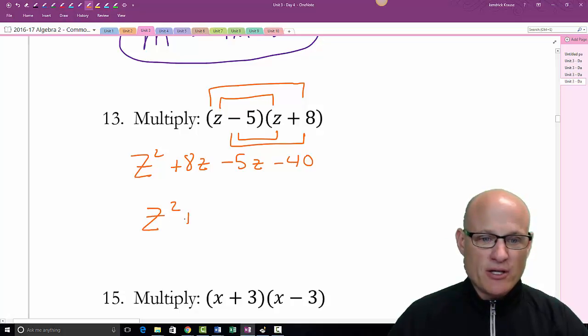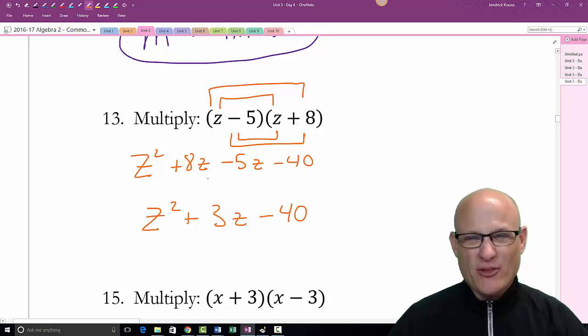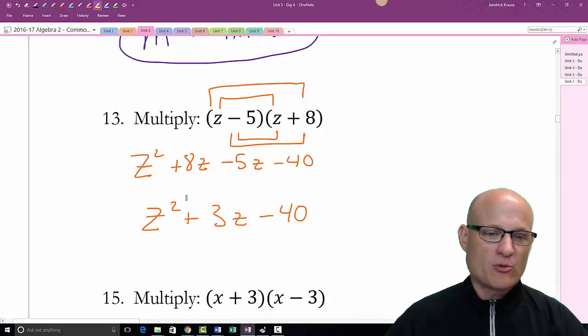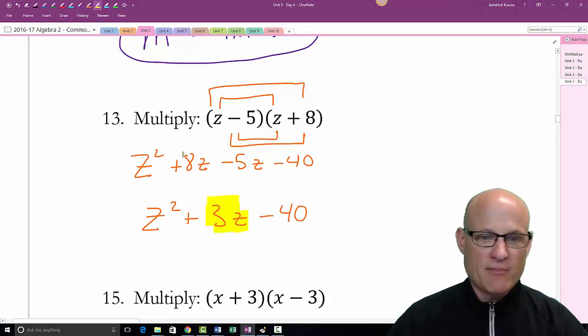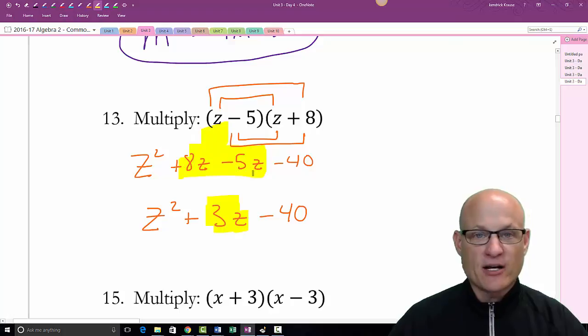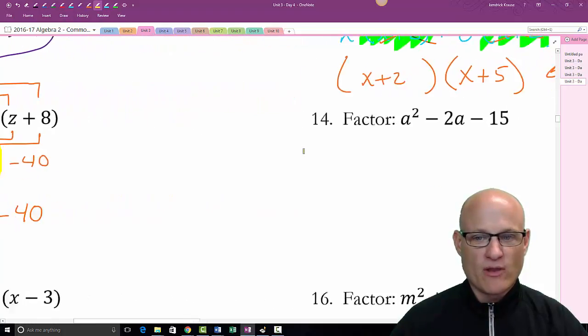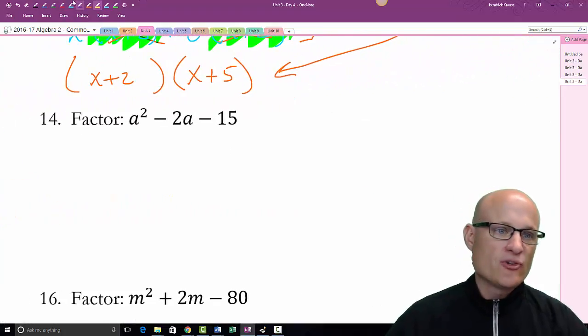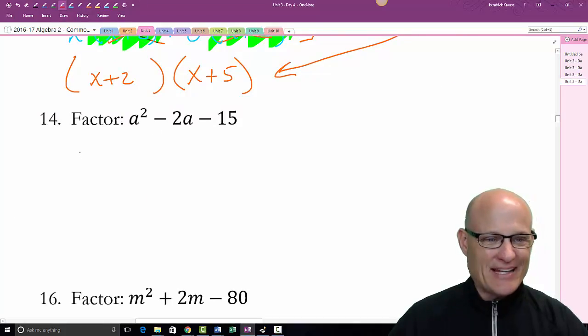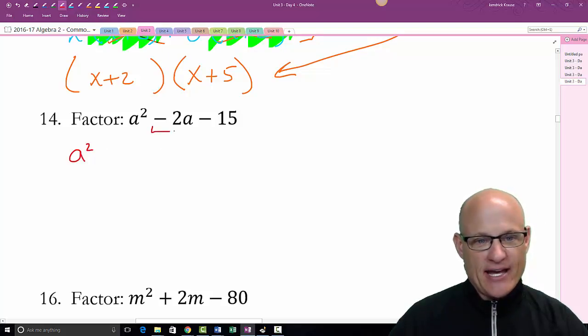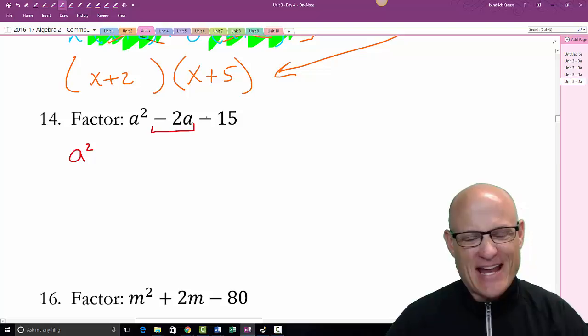z squared plus 3z minus 40. Now, as you look through this process, if I worked backwards here and I took 3z and I made it into these two, I could easily factor into that thing up there. And that's just kind of what we're doing over here. So it's a little bit trickier now, because the middle term is negative. So I need two numbers that are going to add to something that's negative.